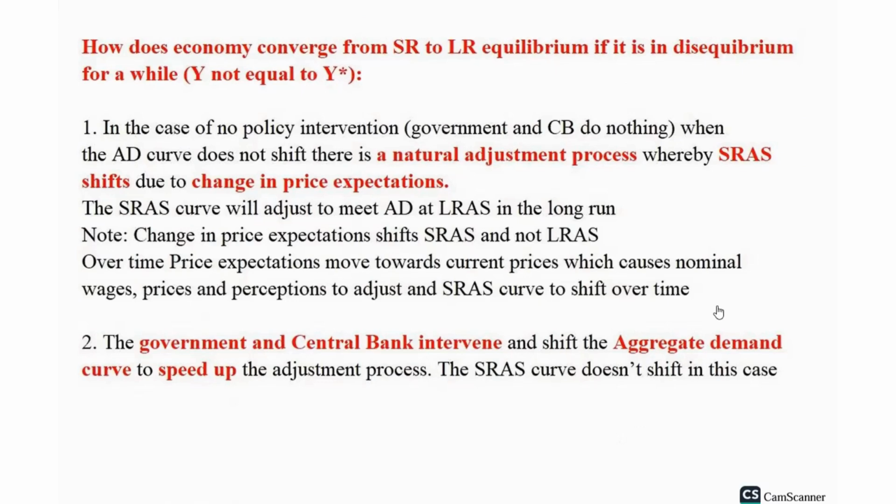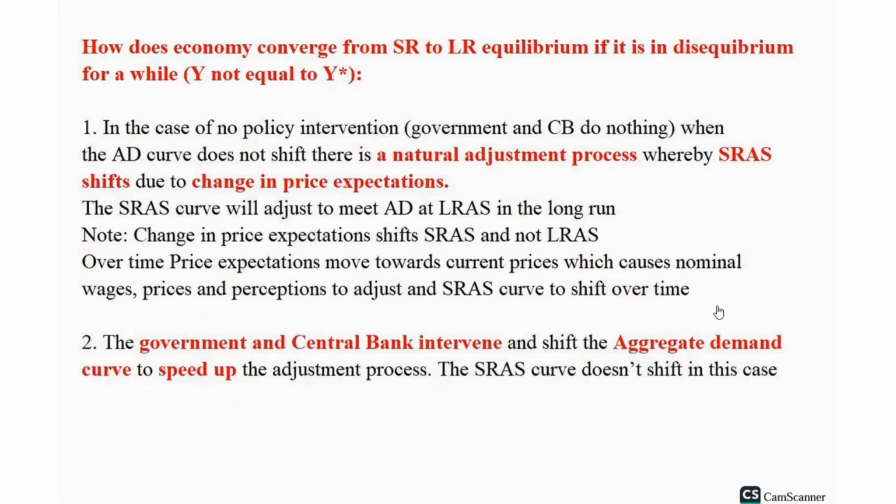Now, if there's no policy intervention, i.e. the government and central bank do nothing, then in that case, we have a natural adjustment process whereby expected prices will change, which will shift the short-run aggregate supply curve. So in the absence of government intervention, what causes you to move from short-run to long-run equilibrium are shifts in the short-run aggregate supply curve because of changes in price expectations.